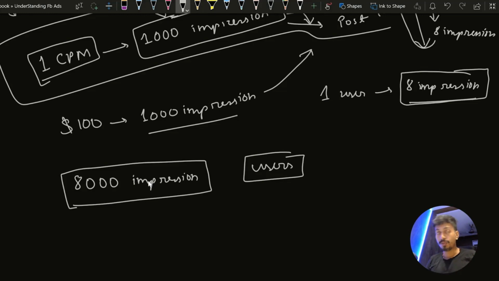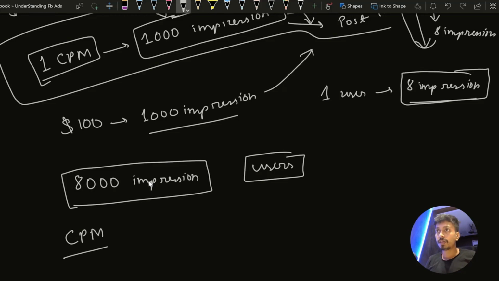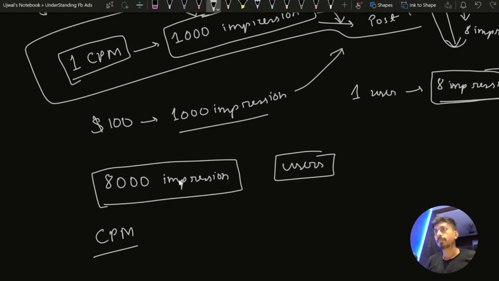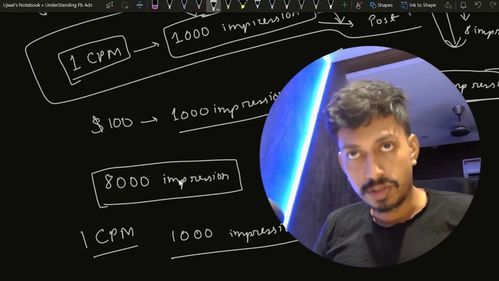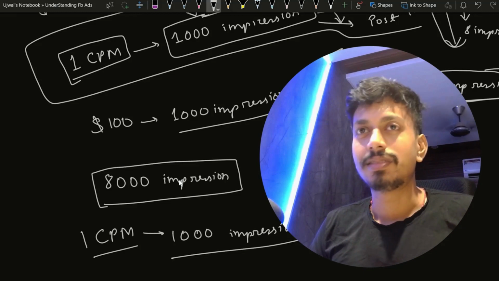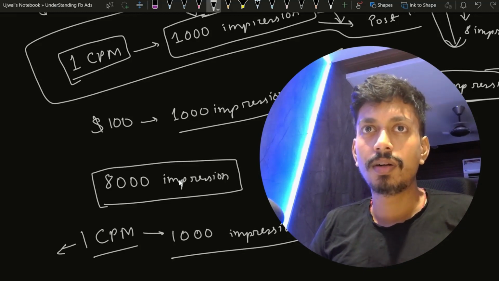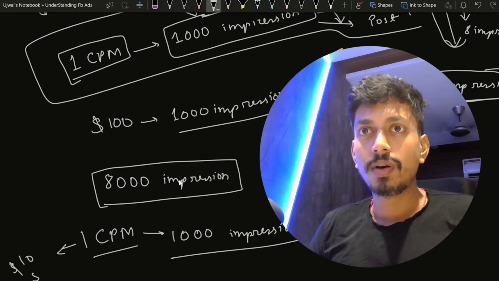So I hope you're getting the idea of what CPM is. CPM is just the cost that Facebook is going to charge you for creating 1,000 impressions. In a future video, we'll also cover how to reduce this cost. Is it fixed? No, it is not. In the fourth quarter of the year, usually the CPMs are high because everyone is on the internet, so Facebook demand is high, so they charge more for their ads. 1 CPM will be consumed for 1,000 impressions. And how much is 1 CPM? It varies. Maybe like $10, maybe $15, maybe $20, or more.